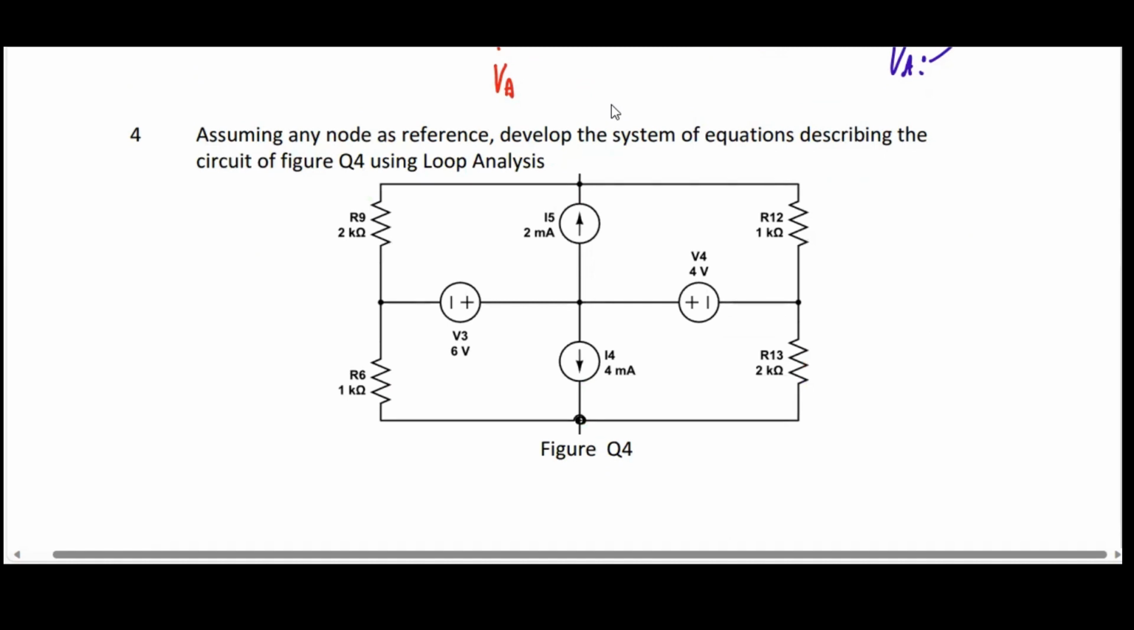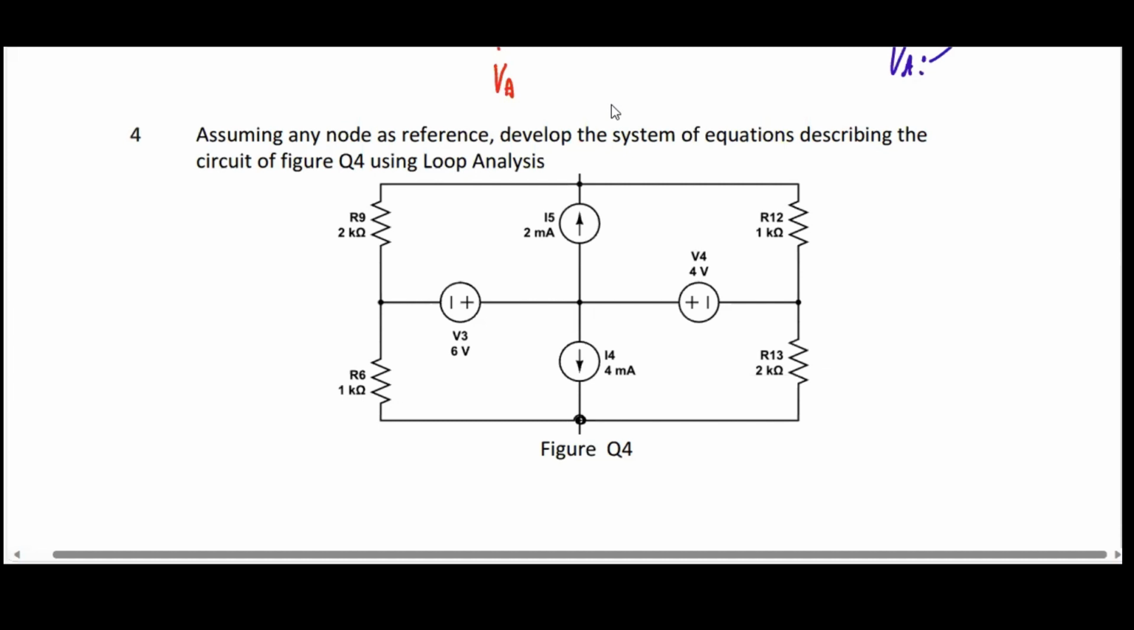The rest, I'll give all of them to you to try. Same steps, I repeat the steps for a reason. I showed you how to label the nodes. I showed you how to look out for the supernode. I showed you how to deal with the dependent sources, just be careful with them. I showed you how to deal with the ground, and the common mistake, which is calculating the nodal equation for a node they already know the voltage for. Just wasting time.